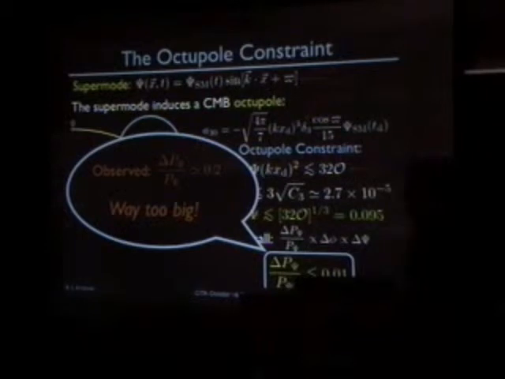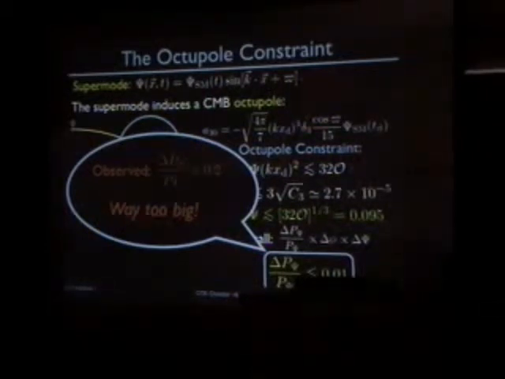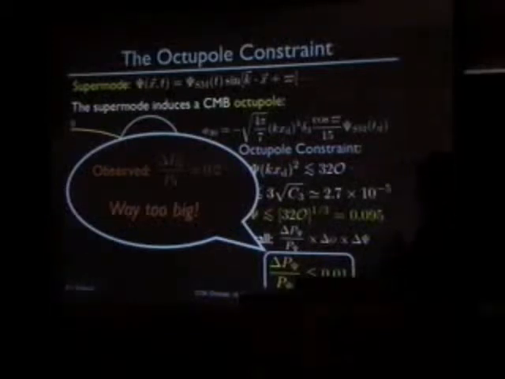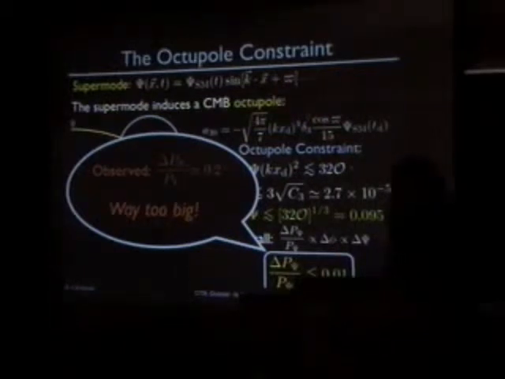So this type of approach, this type of calculation, you could do the exact same thing, apply the exact same constraints, apply the exact same formalism, and start out with a different functional form for the supermode. And it would go through in pretty much the same way.